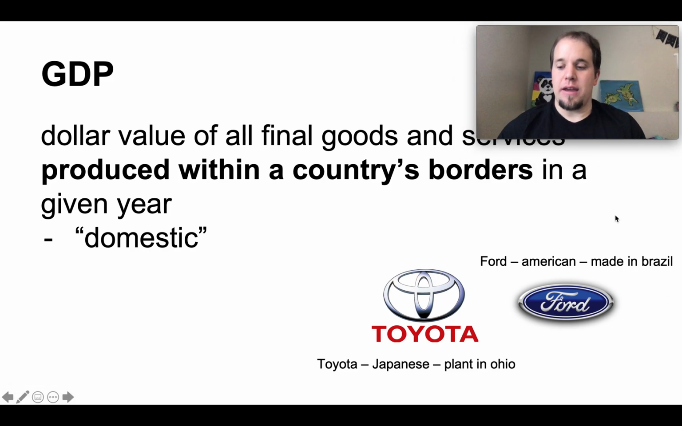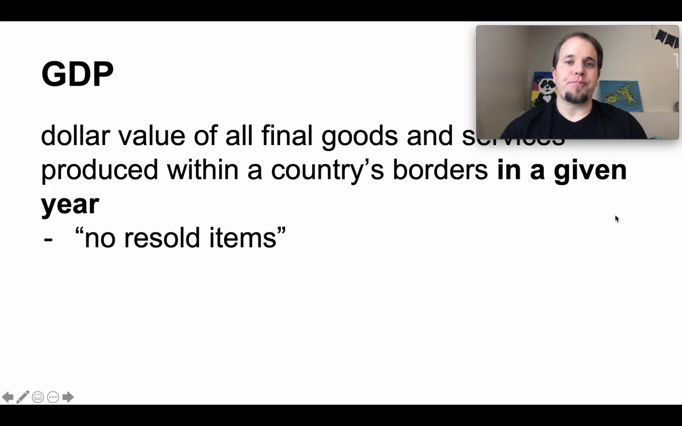And then it has to be within a given year. So no resold items. If you were to buy a brand new lawnmower today from Home Depot, that would be considered part of the GDP for this year. If you go on Craigslist and buy a vehicle from 2012, that would not be considered part of GDP. It has to be sold within that year. Anything purchased brand new during this year is considered part of GDP.